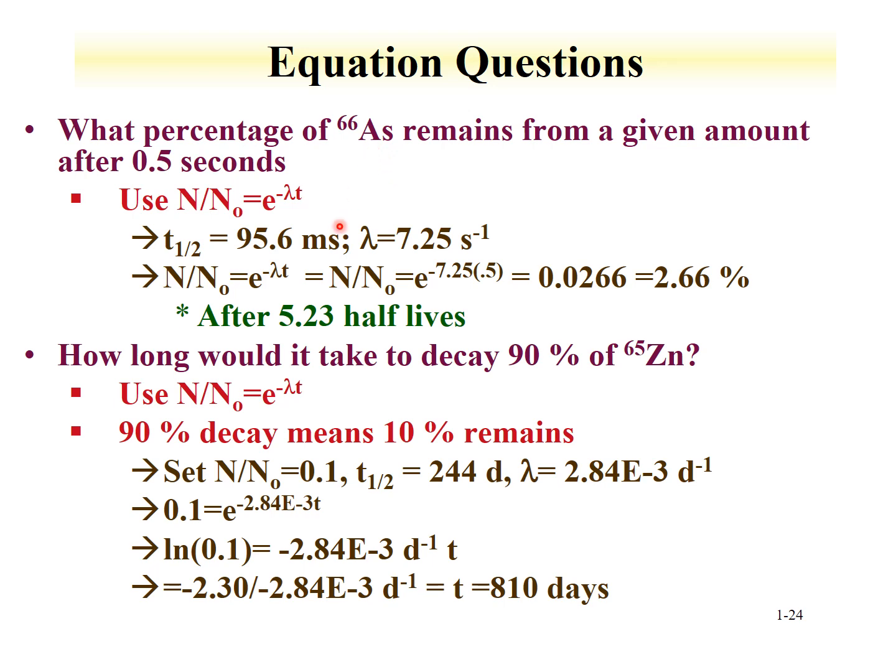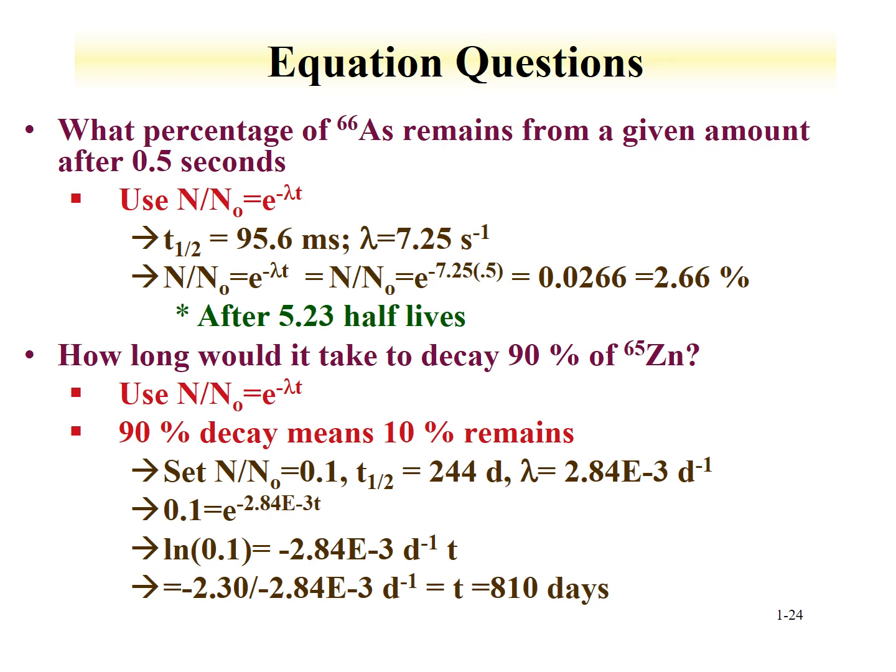The half-life of this isotope is 95.6 milliseconds. Convert that to seconds. My decay constant is 7.25 inverse seconds. E to the minus 7.25 times half a second is equal to 0.0266, a percentage of 2.66%. And that's equal, 2.66% is equal to that ratio. That's after a little over 5 half-lives. So that shows that if you wait a number of half-lives, the radiation decays away effectively. And nominally, as a rule of thumb, you use between 7 and 10 half-lives before an isotope fundamentally disappears.